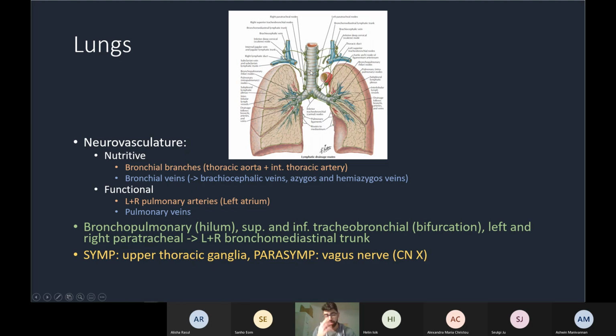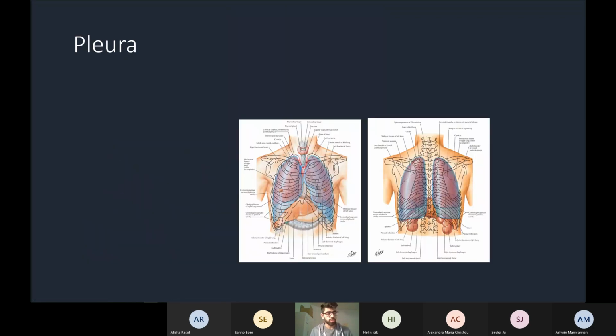When you study the lymph nodes and the lymph systems, you'll learn about the ducts we have. These essentially drain into the bronchomediastinal trunks, left and right, and then eventually the lymph finds its way to the venous system. You can see the innervation is exactly the same as before: sympathetic and parasympathetic.